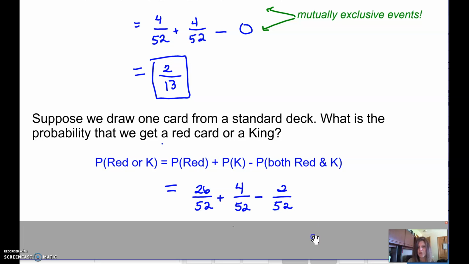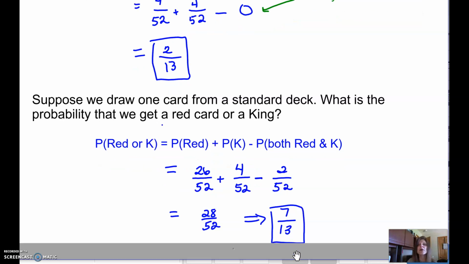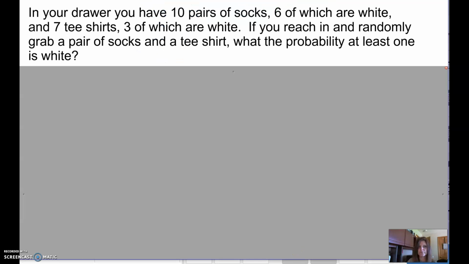So there are 2 cards that meet both categories that would be counted twice here. So the way we would calculate this is for the red, 26 out of 52, for the kings, 4 out of 52, and then minus that 2 out of 52 for the cards that are both. Then when we simplify our answer, we come down to 7/13. Okay, you ready for one more? If this is starting to make sense to you, go ahead and read the problem, hit pause, and then check your answer.